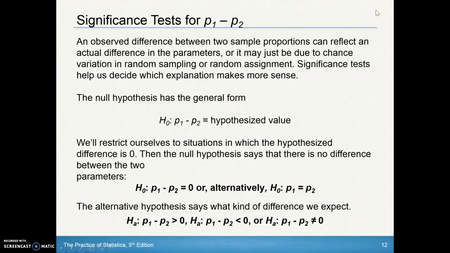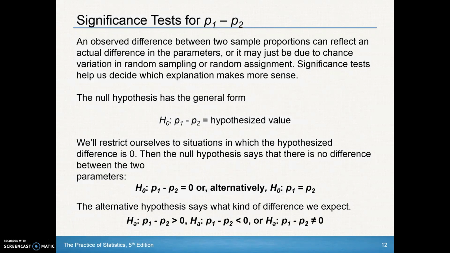All right, welcome back to day 2 of section 10.1, and we're going to look at significance tests on two proportions. An observed difference between two sample proportions can reflect an actual difference in the parameters, or it may just be due to chance variation in random sampling or random assignment. Significance tests help us decide which explanation makes more sense.